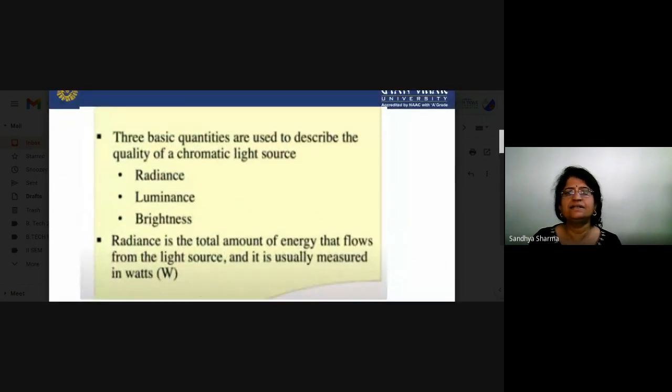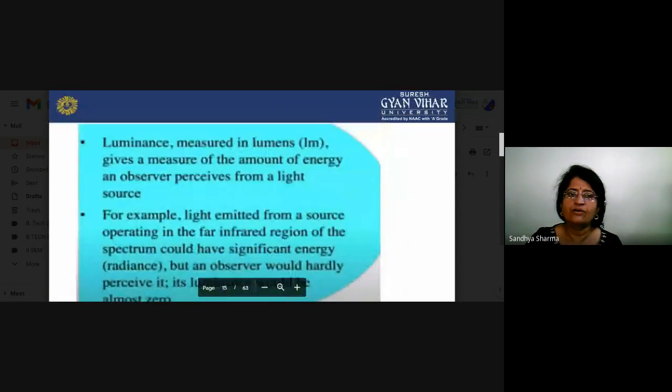Three basic quantities are used to describe chromatic light. First parameter is the radiance, second is the luminance, and third is the brightness. So we will see what radiance is. Radiance is the total amount of energy that flows from the light source, and it is usually measured in watts. Now, the second one is the luminance, measured in lumens, which gives a measure of the amount of energy an observer perceives from a light source. So that is basically the actual color of that particular object.